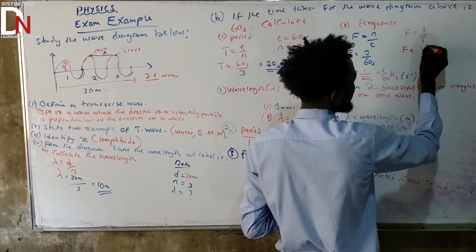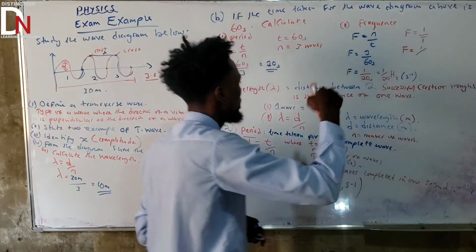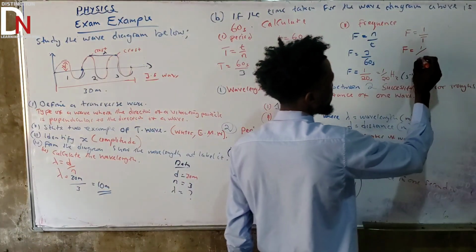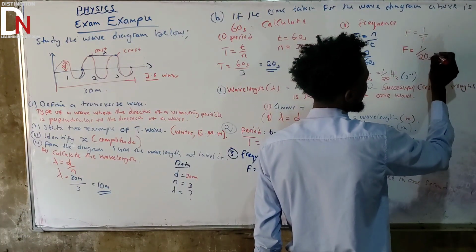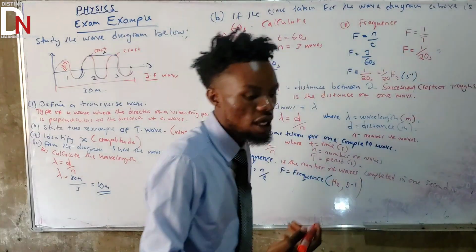Frequency is nothing but equal to 1 over the period that we solved. So you come here. This is the period that we solved. It is 20. You're going to say we solved the 20 seconds. If you divide this one, you're going to have a decimal number if you want.